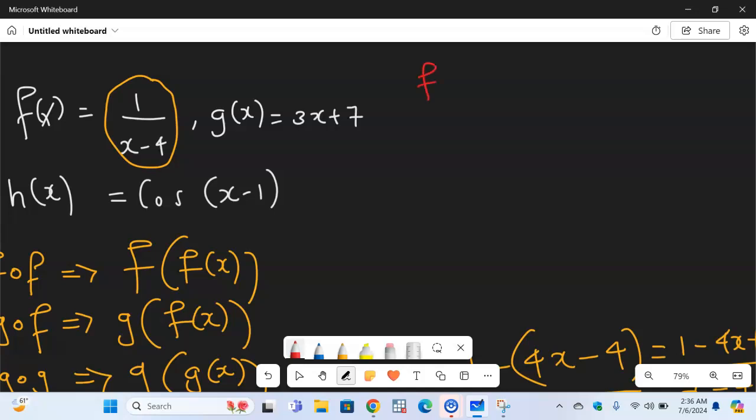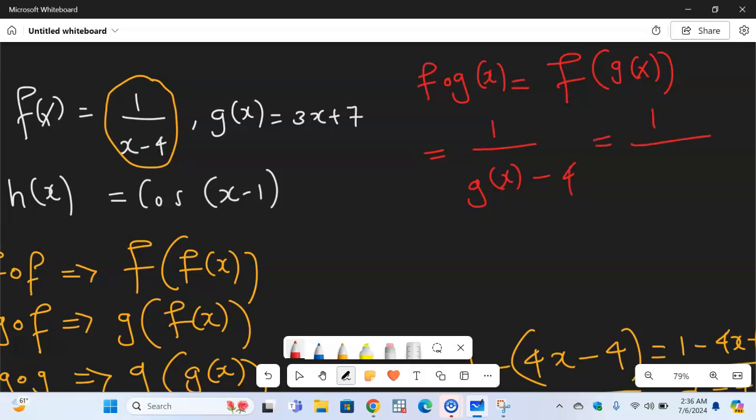So f of g of x will be given by: there's a function f, and you replace where there's an x by putting g of x inside. So this means that f of g will be 1 over, we have an x here. What is our x? It is g of x. So it's 1 over g of x, then minus 4, which gives us 1 all over 3x plus 7, then minus 4.